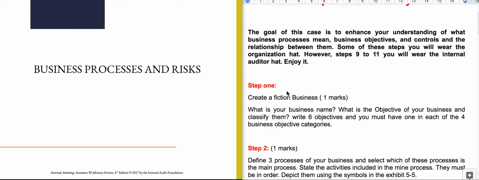The second case study is something that you need to be creative in. You need to enjoy it, and you need to have a big imagination. What does the second case study say? It says that the goal of this is to enhance the understanding of what a business process means. So we need to cover the business process in chapter 5, which we covered already: the business objective, controls, and the relationship between these three. So we will go step by step.